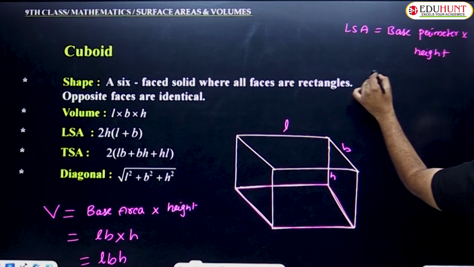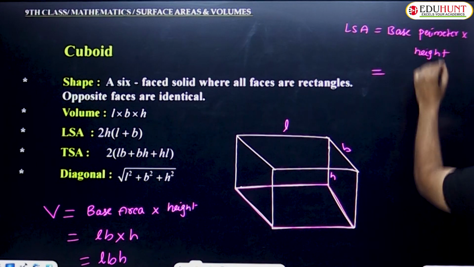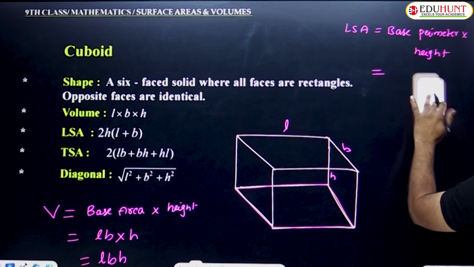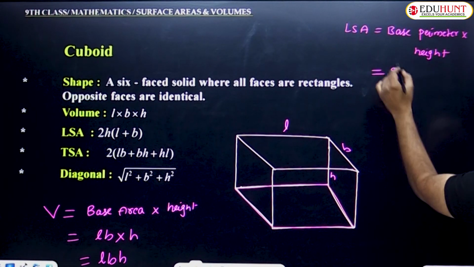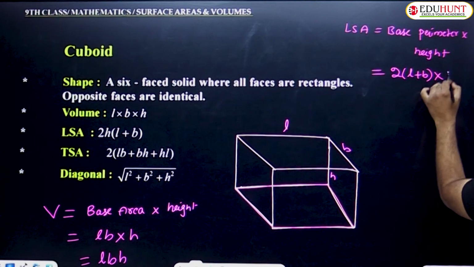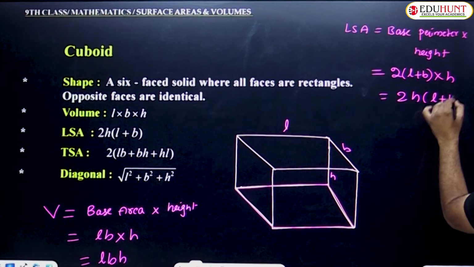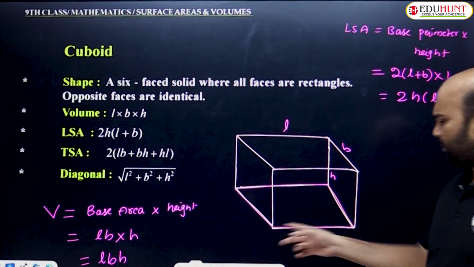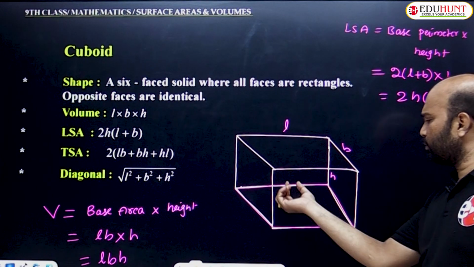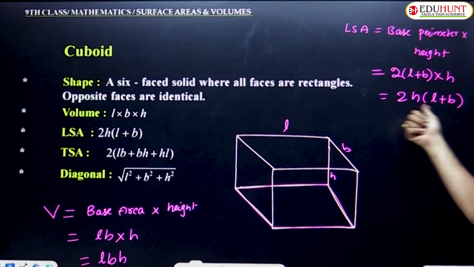So here, base perimeter, nothing but, what is the base shape? This is a rectangle. Base perimeter means 2 into L plus B: 2 lengths, 2 breadths. That is called the base perimeter. Into height h, it can be written as 2h into L plus B. Base perimeter means the perimeter of a rectangle, 2 lengths and 2 breadths.